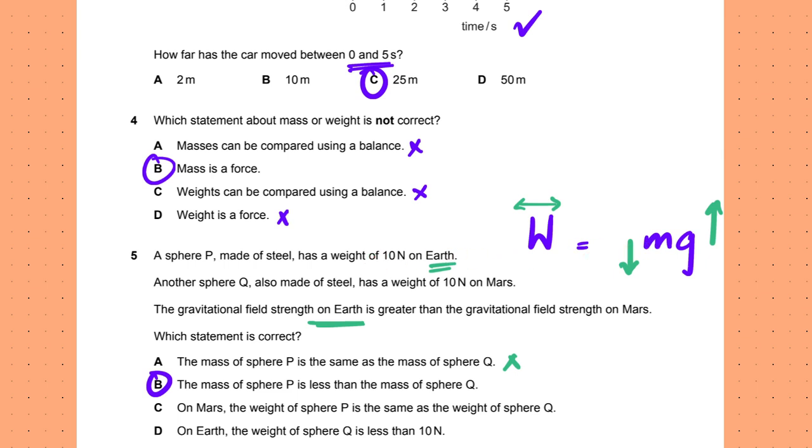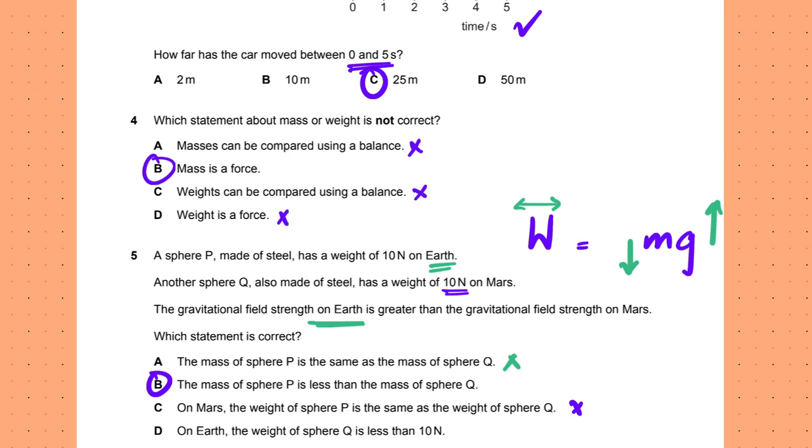On Mars, the weight of sphere P is the same as the weight of sphere Q. No, this is also wrong. Sphere Q has a weight of 10 newtons on Earth, but there is a difference in masses. If I take this same sphere to Mars, it would weigh something different. So this is also out.